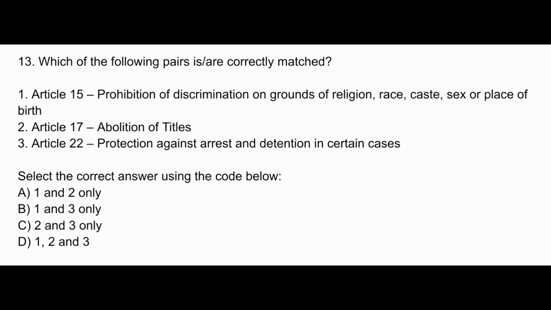Next question: which one of the following is correctly matched? Article 15, prohibition of discrimination on grounds of religion, race, caste, sex, or place of birth. Article 17, abolition of titles. Article 22, protection against arrest and detention in certain cases. Select the correct answer using the code below.